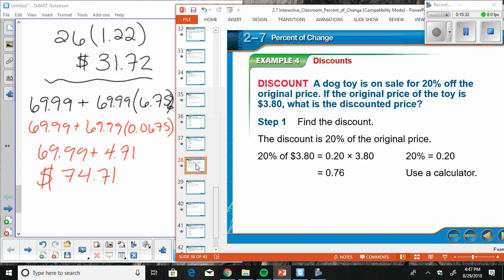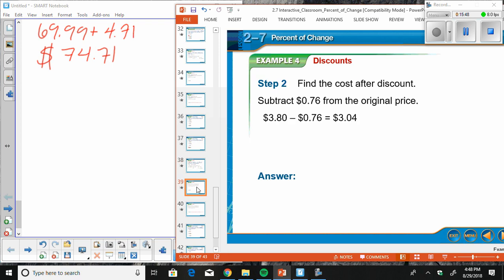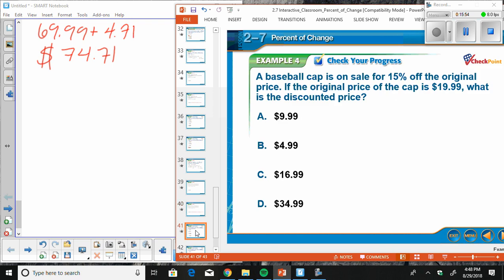A dog toy. So discounts. A dog toy is on sale for 20% off the original price. If the original price of the toy is $3.80, what is the discounted price? So we find the discount. So again, the percent times the original. So we're going to discount it by 76 cents. And then we subtract it from the original. We come up with an answer of $3.04.